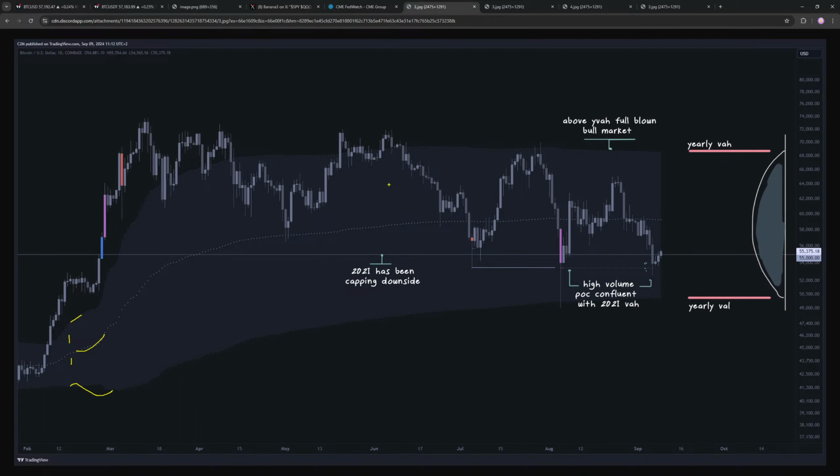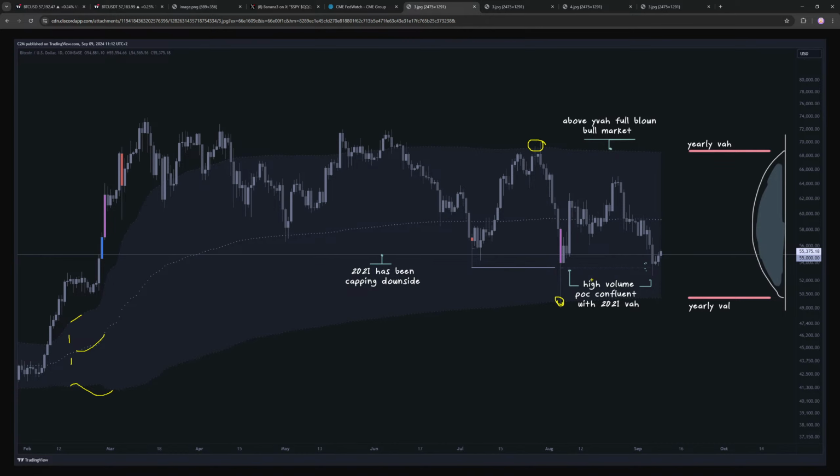Now, as we can see, it is pretty obvious that yearly developing value area high is capping upside, yearly developing value area low is capping downside. Now, for the love of God, I do not want to see bull flags like this, right? A bull flag, really? We are being capped by developing value on the year. Value area high, value area low, right? And that's it, simple as that.